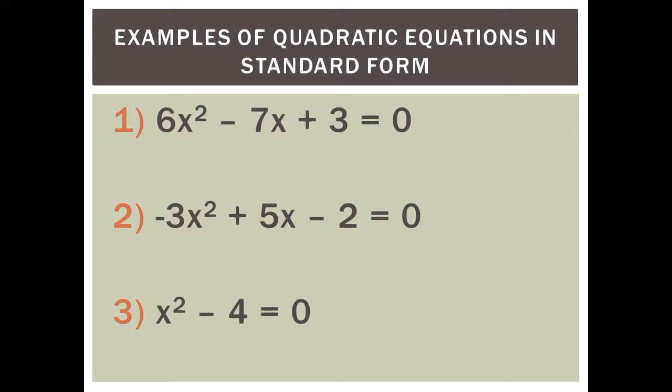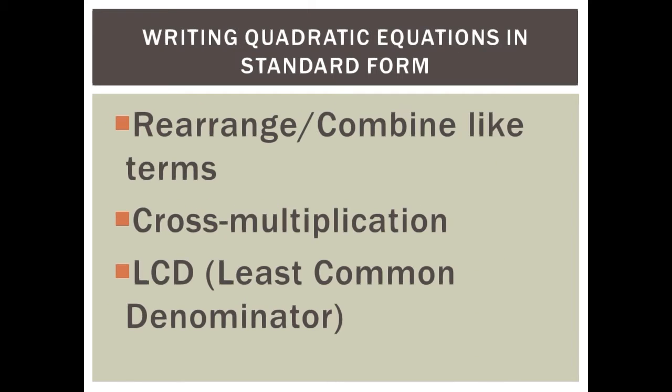For number 1, 6x squared minus 7x plus 3 is equal to 0. The coefficients are 6, negative 7, and 3. For number 2, negative 3x squared plus 5x minus 2 is equal to 0. The coefficients are negative 3, 5, and negative 2. And for number 3, x squared minus 4 is equal to 0. The coefficients are 1, 0, and negative 4.